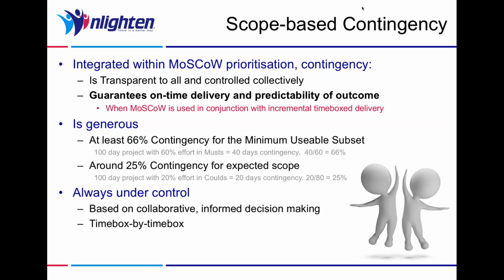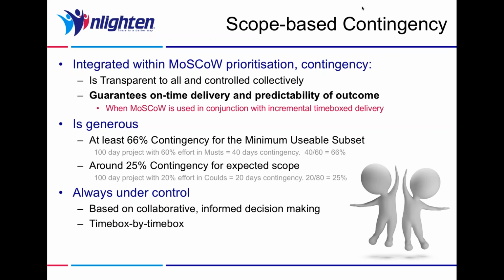We have a 25% contingency against delivery of not only a viable solution in terms of the must-haves, but also one that meets all of the real needs that the business has. So we've got 25% contingency against delivering the musts and the shoulds. So what we have then is a set of requirements balanced to ensure that there's no more than 60% of the effort in musts, and there should be about 20% in the coulds.